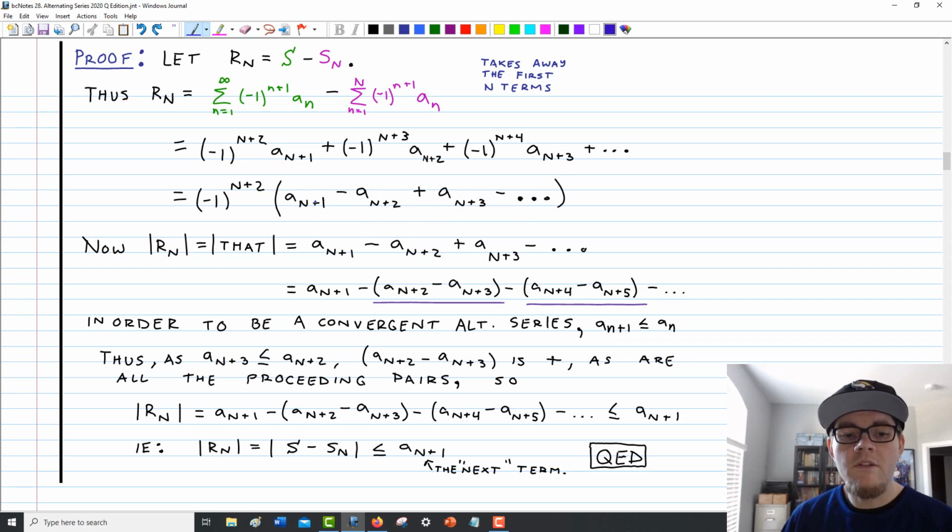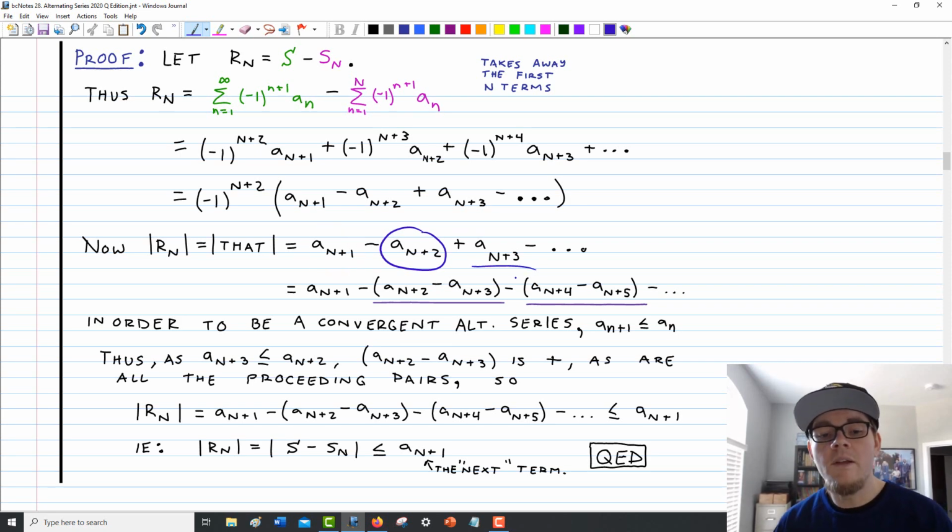But the difference here is we now start with a sub n plus 1, which, by the way, according to what we were looking for, is what's called the first omitted term. So having said that, when we look at that remainder, we can now describe that remainder as being equal to this thing. But the thing about this remainder is, because this is an alternating series, we know that the terms' magnitudes have to decrease. So here, that means a sub n plus 1's magnitude is bigger than a sub n plus 2's, and a sub n plus 2's magnitude is bigger than a sub n plus 3.